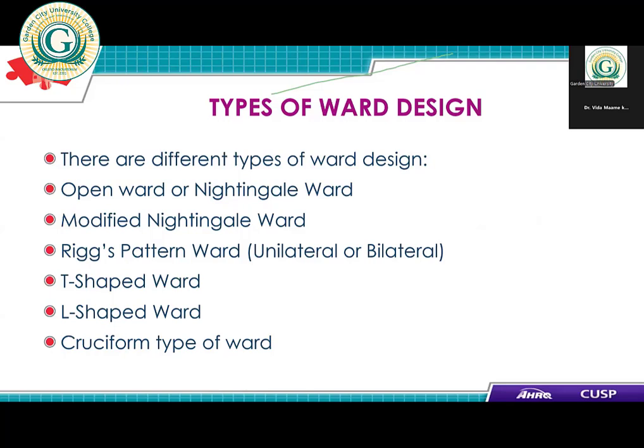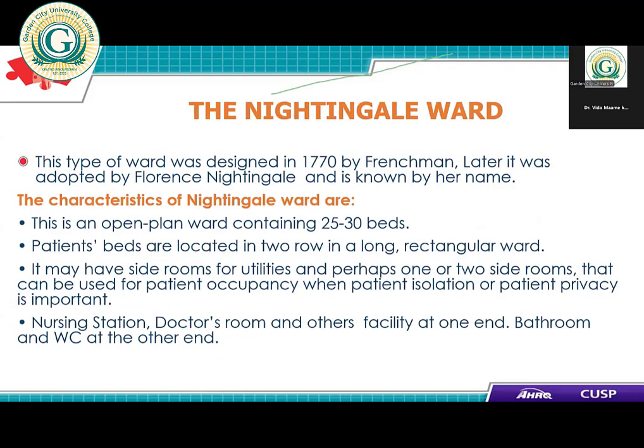So these are the Nightingale wards. This ward was designed in 1770 by a Frenchman, but it was later adopted by Florence Nightingale and is known by her name. So that is why we have the Nightingale ward. And these are the characteristics of the Nightingale ward. It should be an open plan ward. It can contain about 25 to 30 beds.